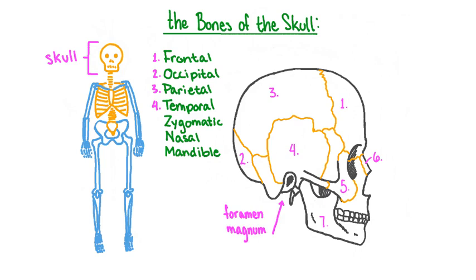The bottom of the cranium has an opening called the foramen magnum. The word foramen refers to a natural opening in a bone. The foramen magnum allows the spinal cord to connect to the brain.